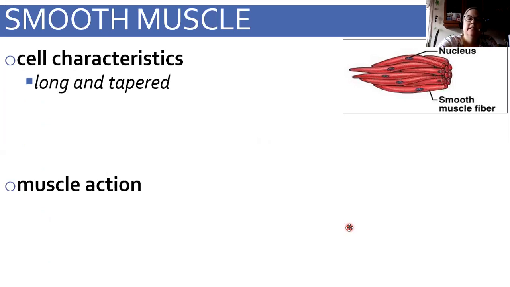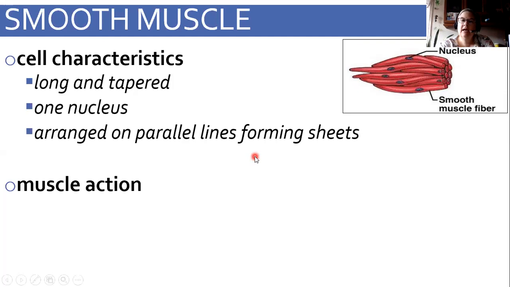So the characteristics of the cell of a smooth muscle, they're long and tapered. Okay, we can see at the ends. So tapered means getting smaller at the ends. So wider in the middle and smaller at the ends. That's what tapered means. They only have one nucleus. And then they kind of run parallel to one another. So these muscles all run side by side by side. So they have this parallel group of muscle cells.